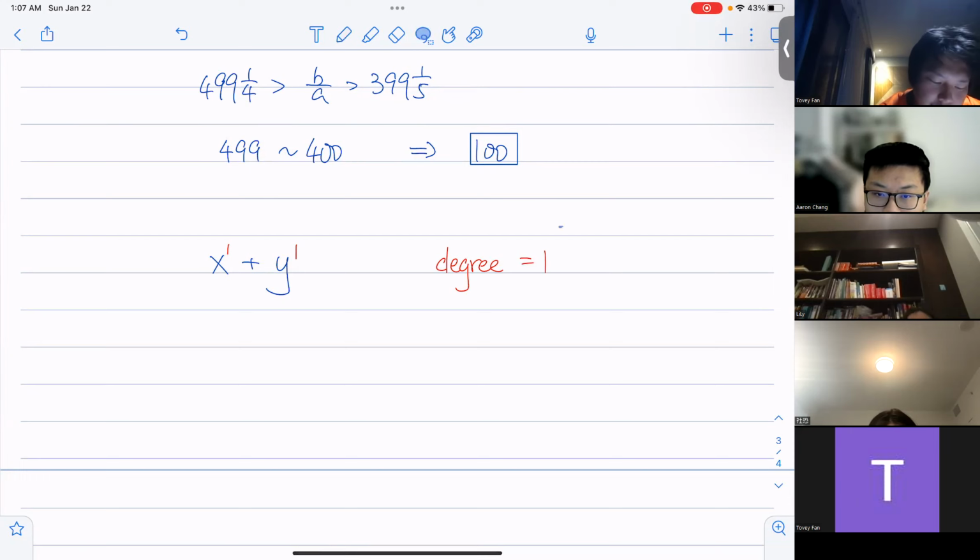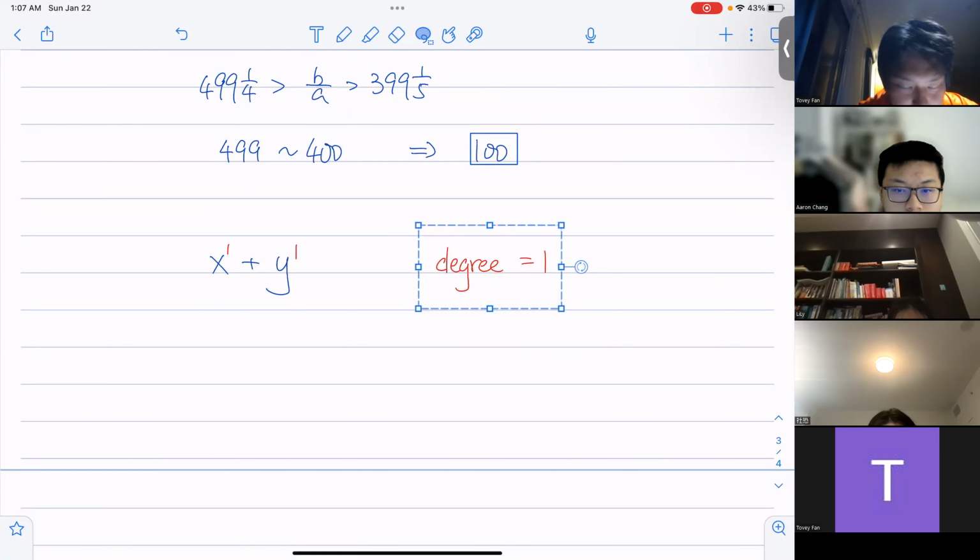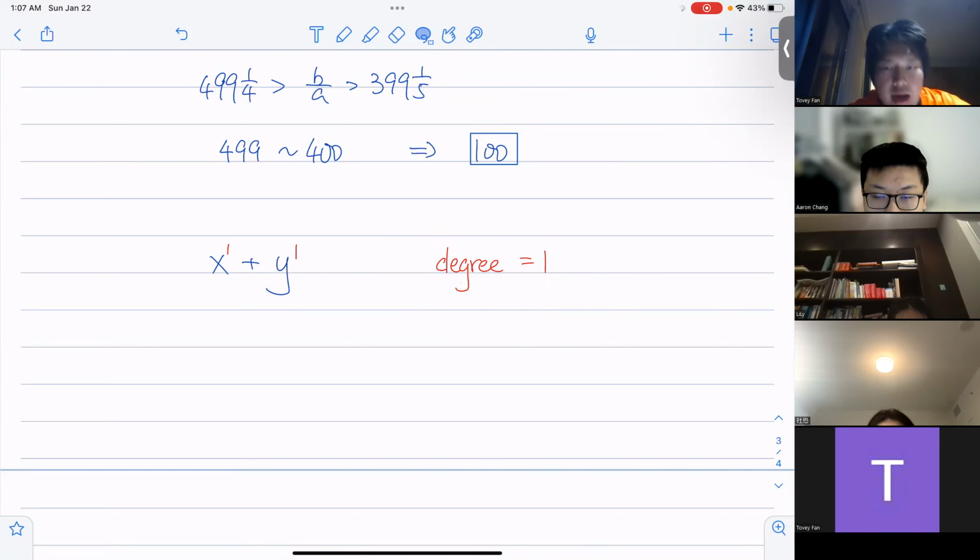Have you guys ever heard of the degree of a polynomial? Yeah, in math 10, right? Lily, Rika, that makes sense? That was in math 9? Math 9? Okay, very good. So the degree of a polynomial refers to the highest power in a polynomial.